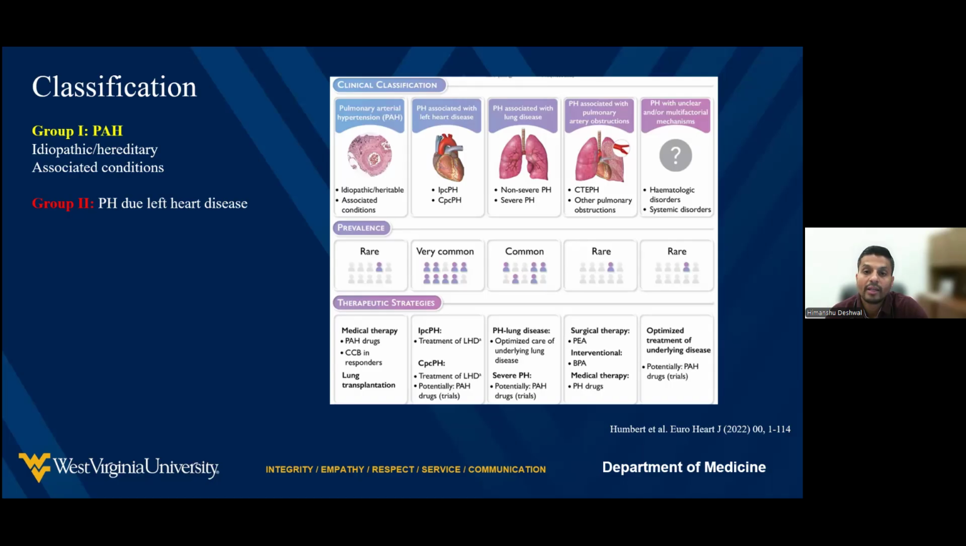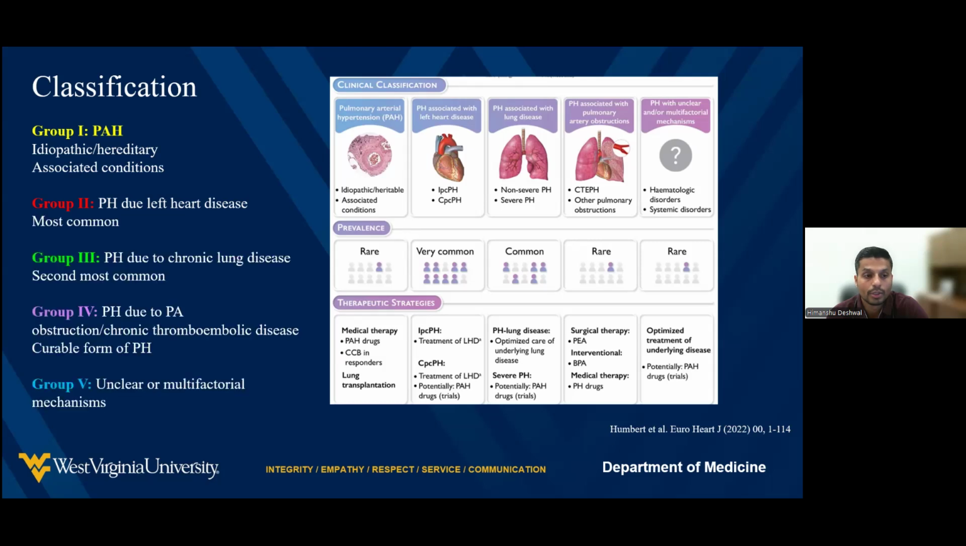And then group 5 is anything other than the first 4 groups. So these are PH from unclear or multifactorial mechanisms. So sarcoid-associated pulmonary hypertension, somebody with renal failure, somebody with myeloproliferative disorders. Those all come under group 5 disorders.